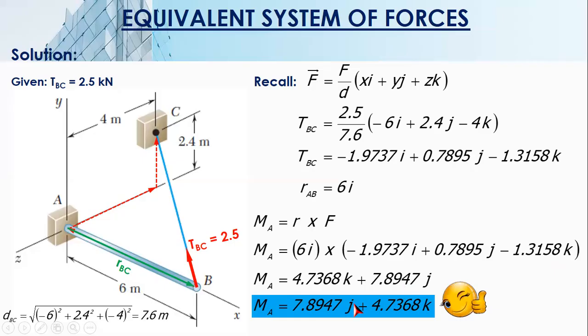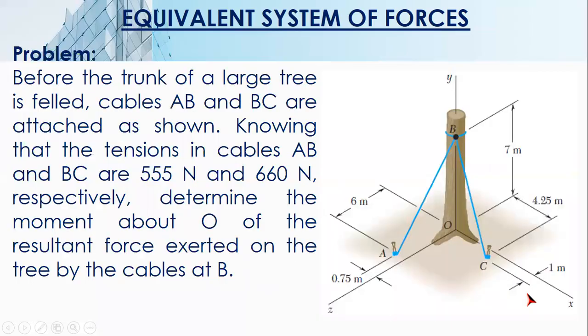Let's rearrange in i, j, k. Another one. Before the trunk of a large tree is felled, cables AB and BC are attached as shown. Knowing that the tensions in cables AB and BC are 555 newtons and 660 newtons respectively, determine the moment about O of the resultant force exerted on the tree by the cables at B.